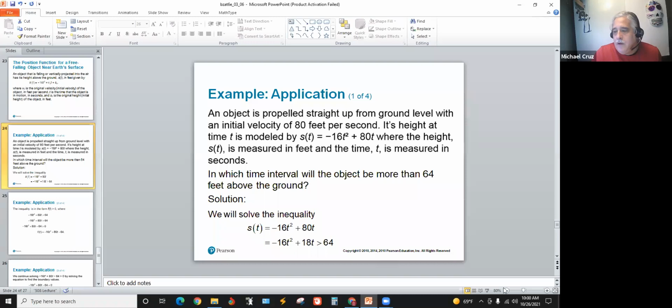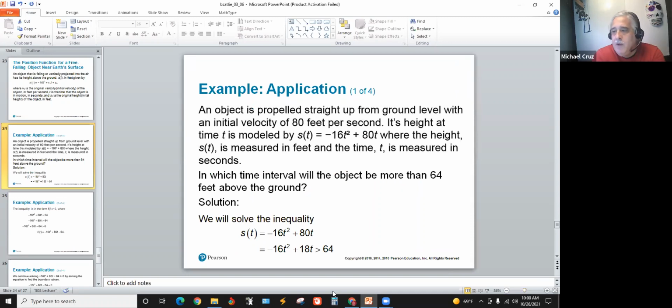All right. An object is propelled straight up from the ground level with an initial velocity of 80 feet per second. All right. 80 feet per second. So this right here represents a velocity. Its height at time t can be modeled as such. Again, the s of t refers to the position that this thing is in, okay, at any time t, and it's seconds. In which time interval will the object be more than 64 feet above the ground?